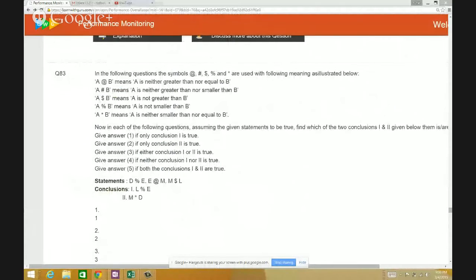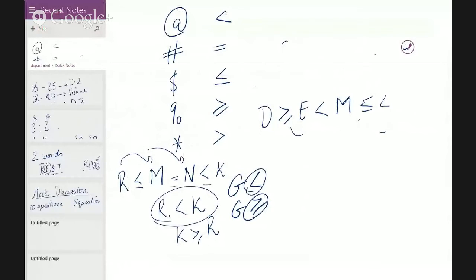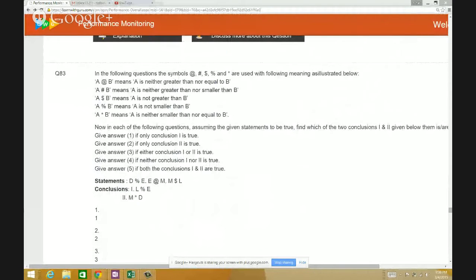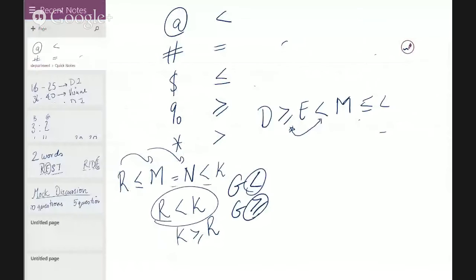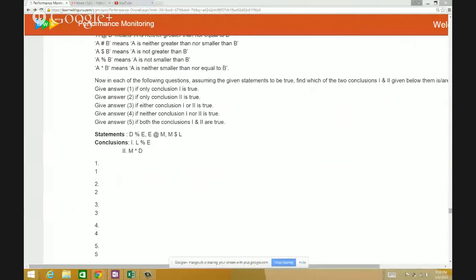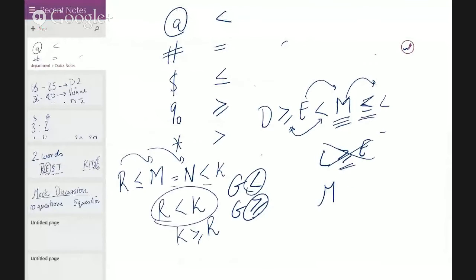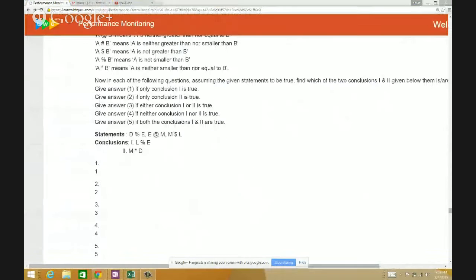Now here you see a change in sign, by the way. This is greater than or equal to, there is less than. Both are there. L dollar E, L more than or equal to E. M more than E? M less than or equal to L, can't say, because L more than or equal to E. M more than D, can't say with a change in sign. So none follows.